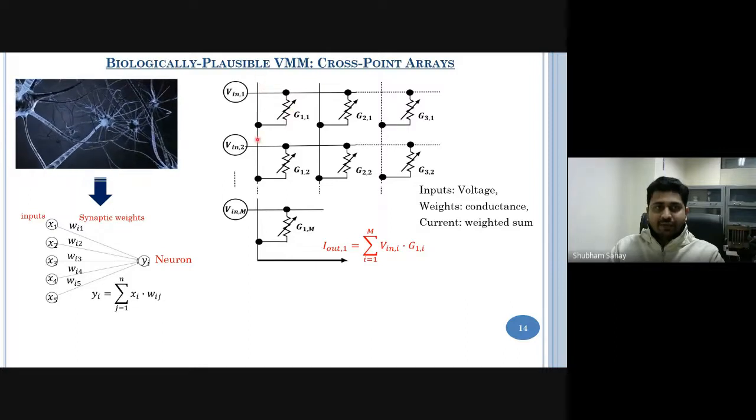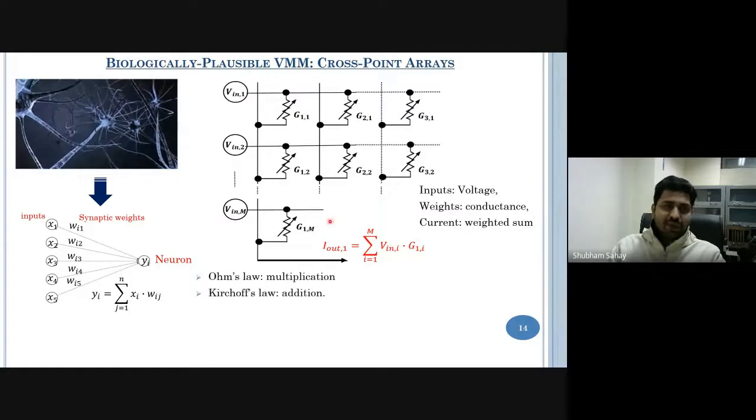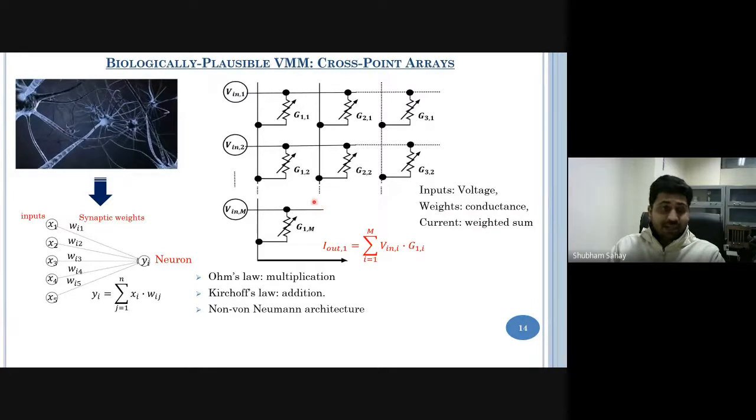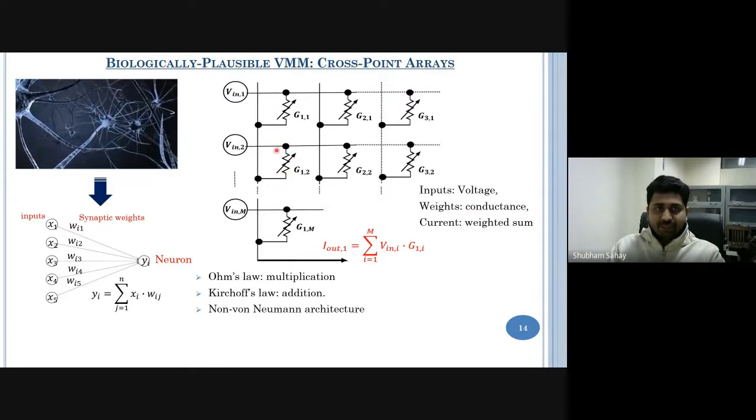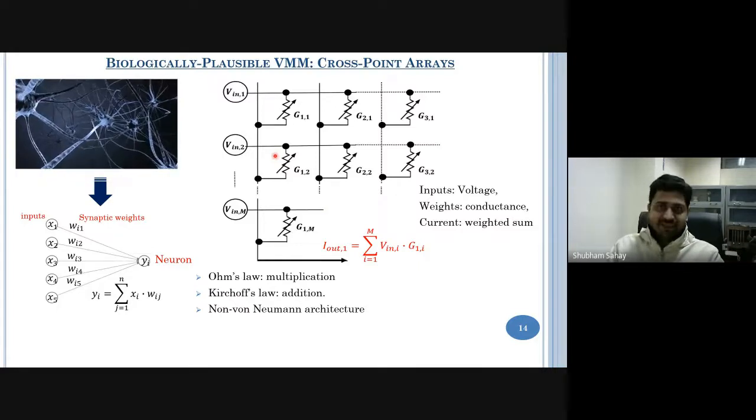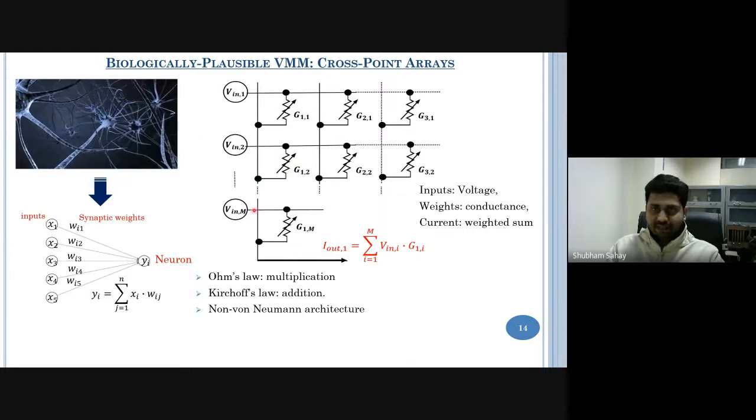So Ohm's law takes care of the multiplication and Kirchhoff's law takes care of the addition, right? So if all the currents are coming on this node, they're kind of added. So with the help of physical laws, you can perform this vector by matrix multiplication, and it's essentially a non-Von Neumann architecture also. Why? Because the weights are stored here and you are actually performing computation here with the help of these weights. You are not storing the weights in some memory location and then accessing it and then going to your ALU to perform these operations. Essentially, your weights are stored here and you are performing computation here itself. So this is a non-Von Neumann architecture.